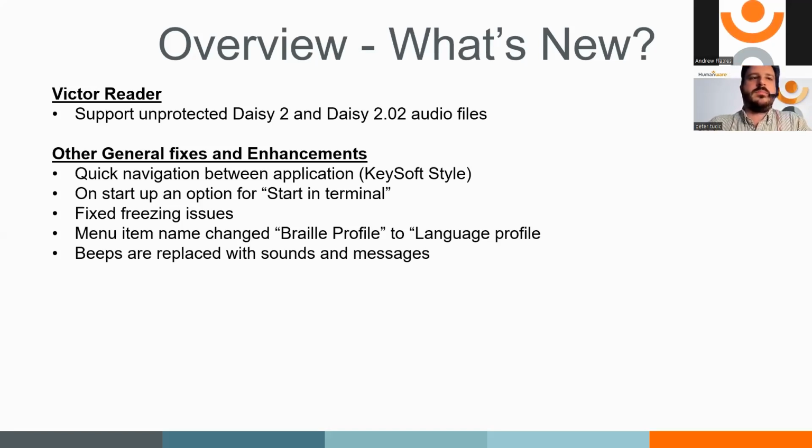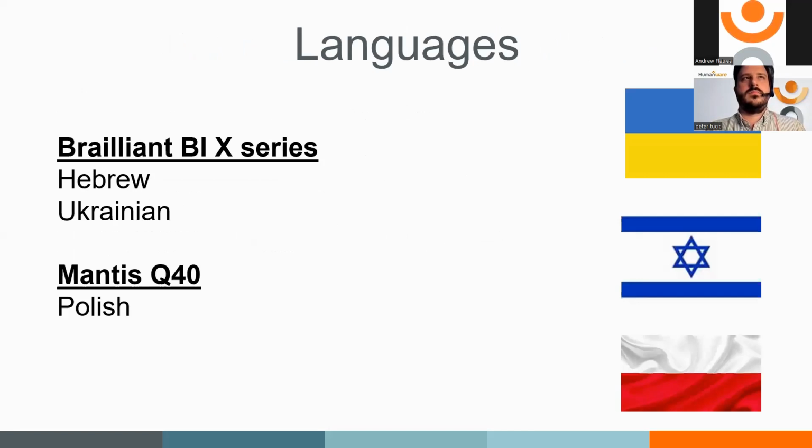There have been some item names changed from what was called Braille Profile. This is where you select all of your tables, whether you're using contracted or uncontracted. That name has now changed to Language Profile. And we've replaced some beeps with better sound quality, so sounds and messages. In terms of languages, on the Brailliant BI X series we've included Hebrew and Ukrainian, and on the Mantis Q40, we have introduced Polish.